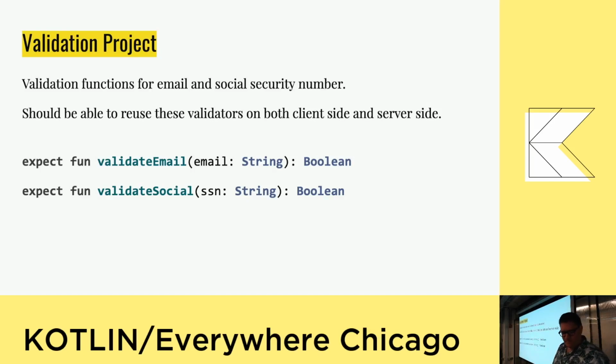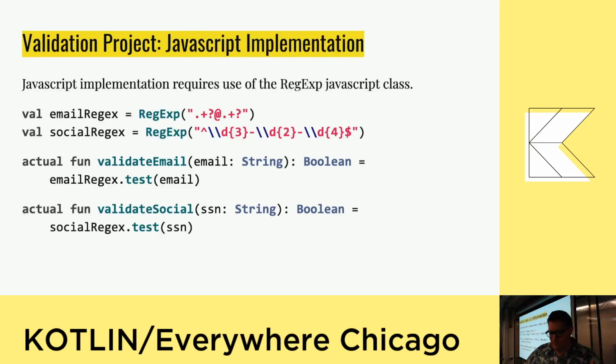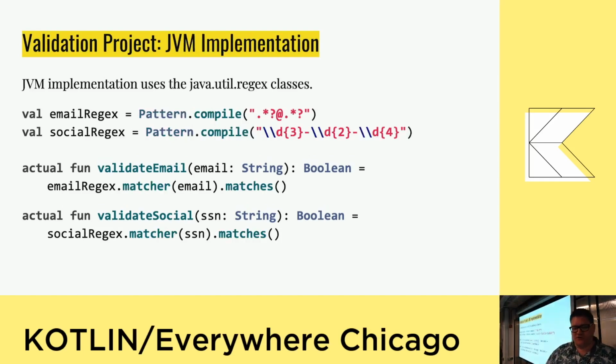Okay? So here's the JavaScript implementation. And as you can see, this uses the native RegExp object that's available in JavaScript. Anyone who's a JavaScript developer will recognize that. And the implementation is extremely simple. And there's the equivalent JVM implementation. So this time we're using the java.util.regex.Pattern class. But basically, the regex looks the same.